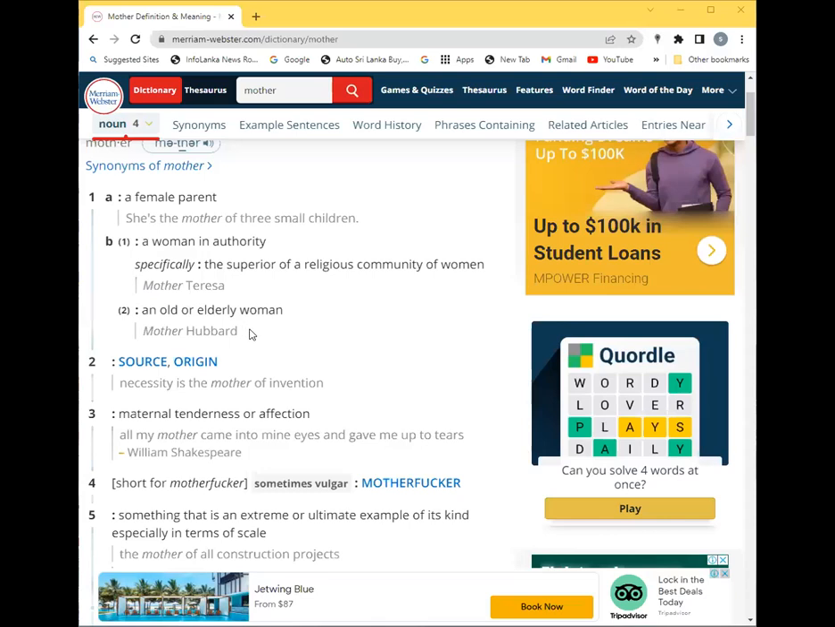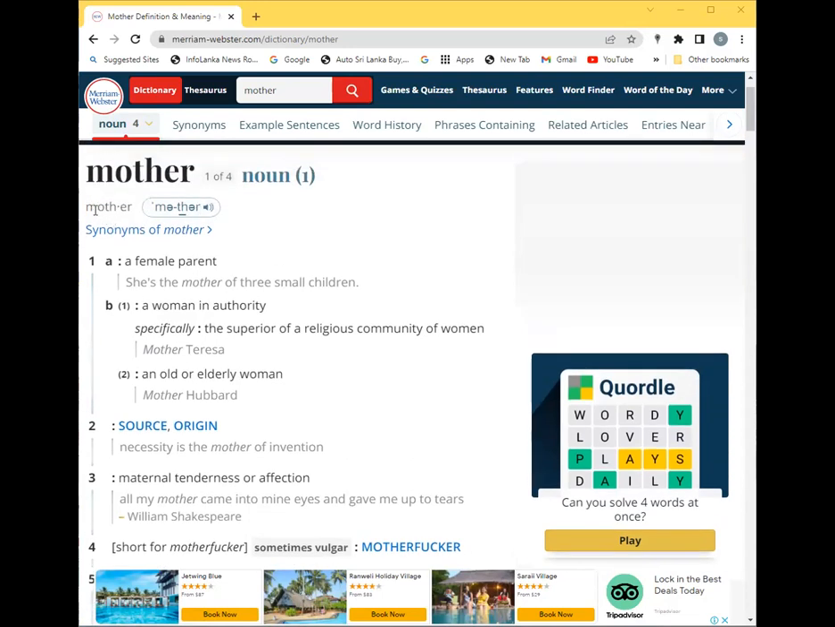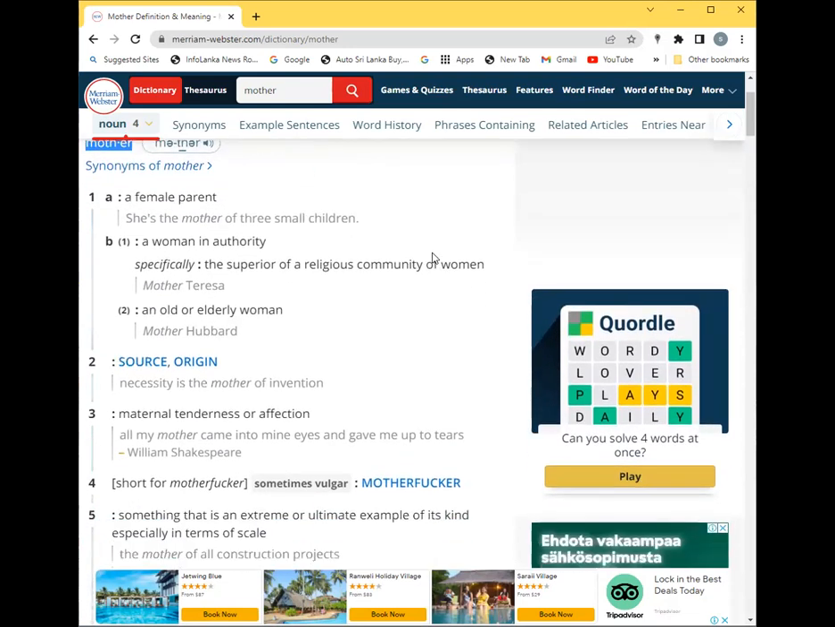Now you can see the dictionary page, online dictionary. Mother. This is the word I gave you. Now we are going to check the denotative meaning. What is the denotative meaning? Write down a female parent. That is the denotative meaning.